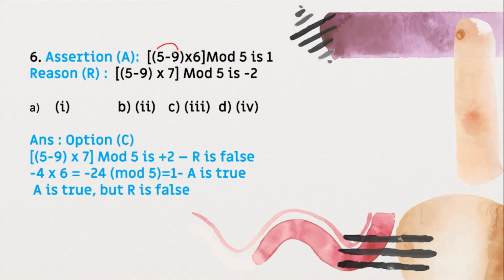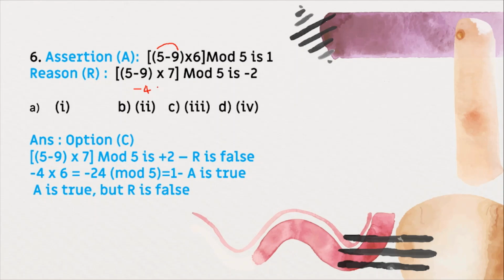What is the case given in the assertion? 5 minus 9 into 6 mod 5 is 1. 5 minus 9 into 7 mod 5 is minus 2. So both are just statements, a calculation is given. I told you, always start with the reason. So when you go for the reason, what will you get? 5 minus 9 is minus 4.